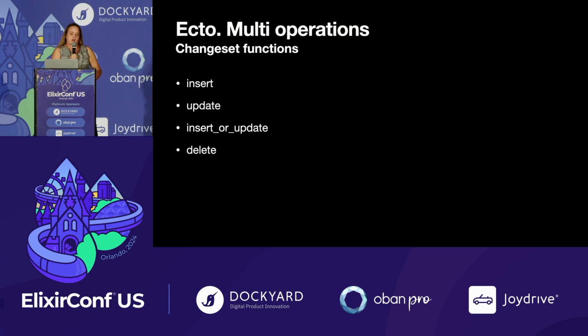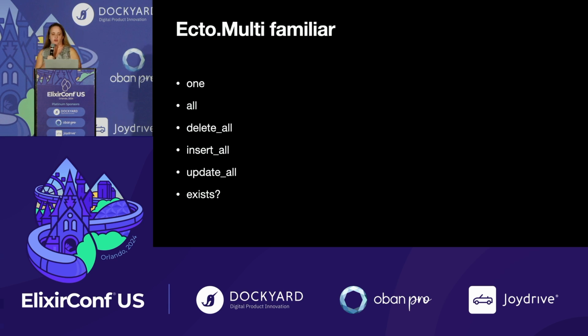Ecto Multi gives us a lot of operations that we can use that we're very familiar with. Like there are repo calls for repo.insert and repo.update. The same thing with multi. The main difference with multis is that you have to assign a name to the operation. There are other familiar operations that come with multi, like one, all, exists. All these things we're very familiar with seeing with repo that you also have with multi. And the key here is that they also need names because multi stores everything by key value pair.